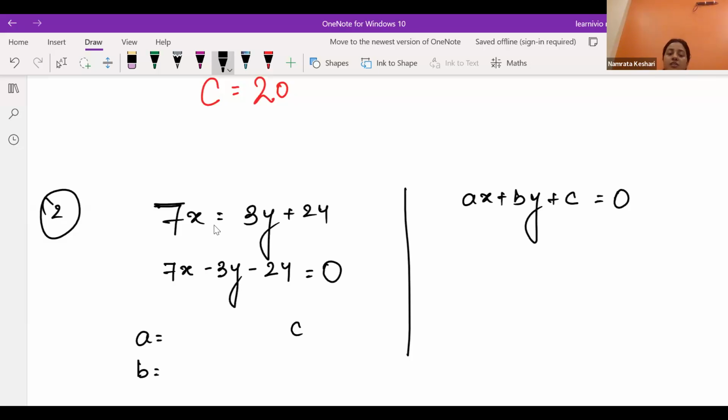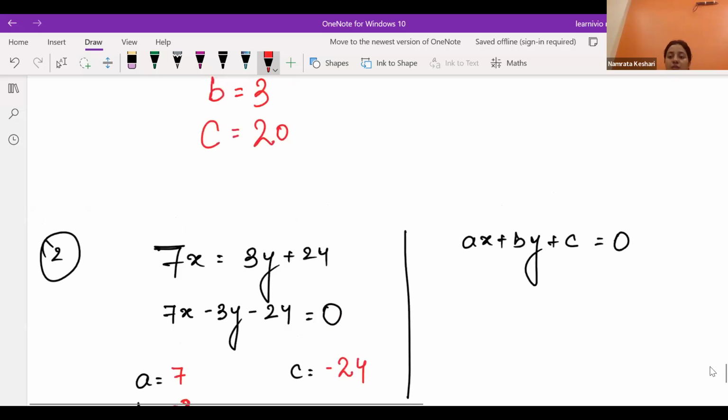Now the next task is to write A, B and C. Can you tell me what is A, what is B, what is C? A is 7, positive 7. B is minus 3, negative 3. Okay, our B is negative 3. And what about C? 24. Negative 24. Okay, 24, that too negative 24. Okay, let's see few more examples.